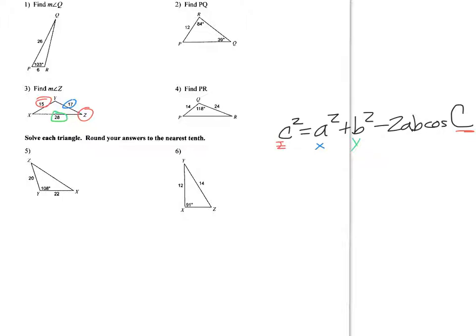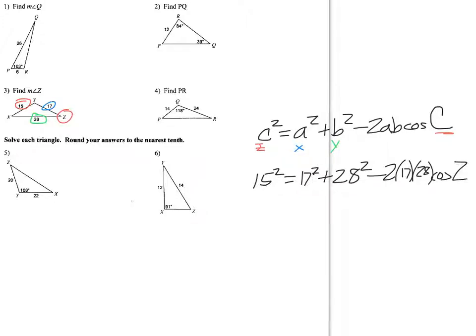So all I do is I plug these values in. So I have C squared, or in this case, Z. So 15 squared equals A squared, 17 squared, plus 28 squared, minus 2 times 17 times 28, cosine of big Z. So now there's a lot of typing. 15 squared is 225, equals 17 squared is 289. 28 squared is 784. 2 times 17 times 28 is 952.